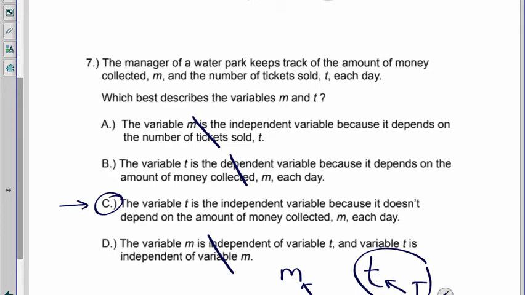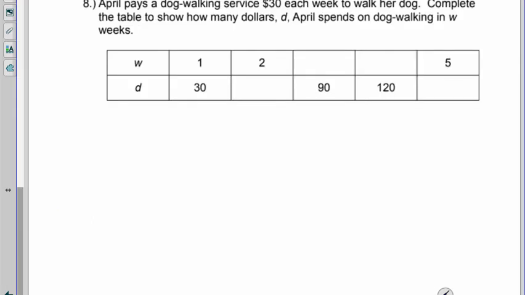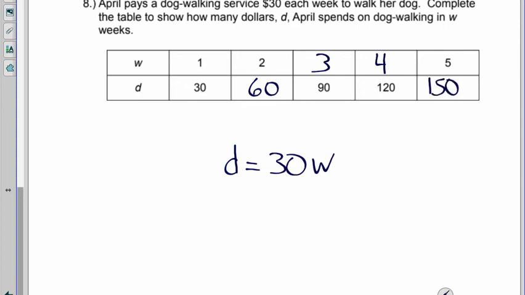Okay, April is paying a dog walking service $30 a week to walk her dog. And we want to complete this table to find out how many dollars she makes walking the dog. So the dollars she makes is going to be $30 for every week, right? So 1 week is $30, 2 weeks is 60. To get to 90, I need 3 weeks. To get to 120, I need 4 weeks. And 5 weeks is going to be 150. And it's as easy as that.